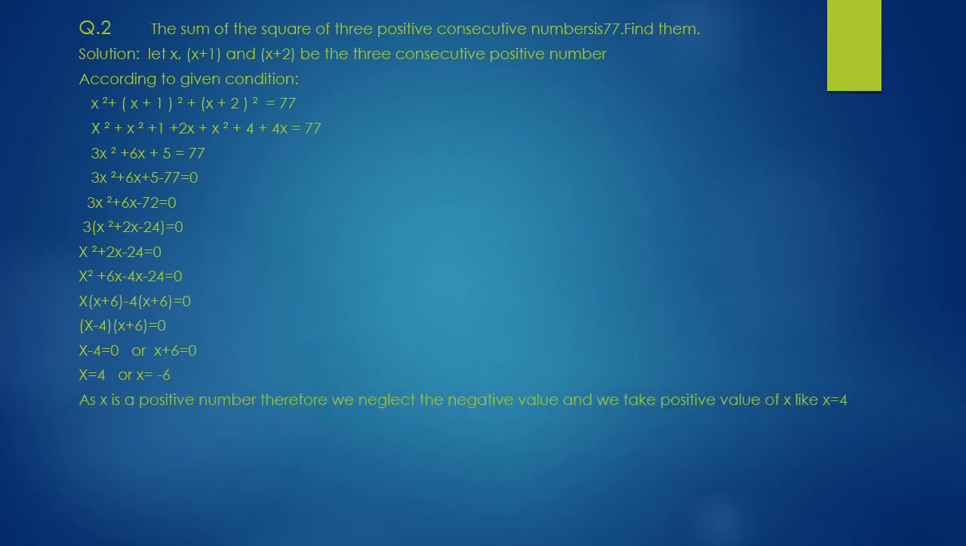So positive consecutive number, it means that x is a positive number, therefore we neglect the negative value and we take the positive value of x, like x is equal to 4. It means that minus 6 is ignored.